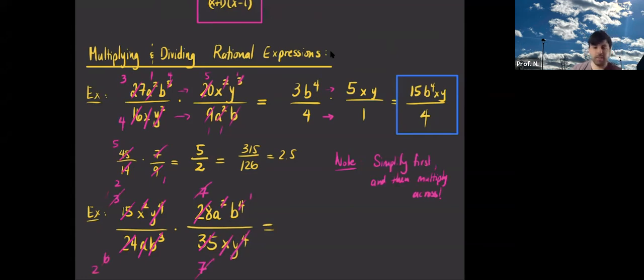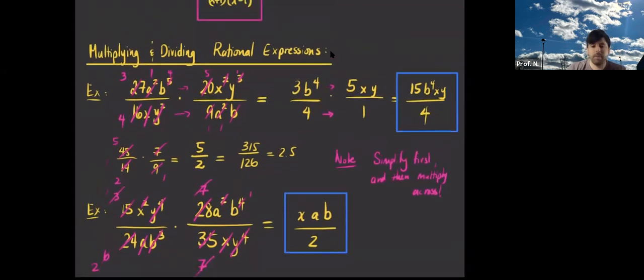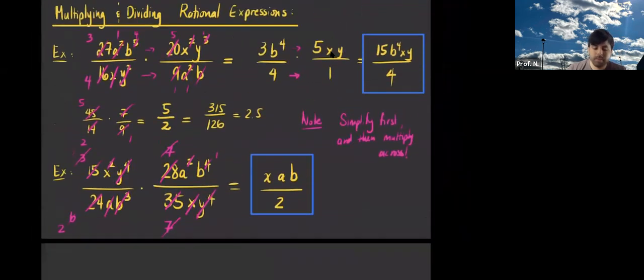So I did a lot of cancellation beforehand, right? What's left in the numerator here? The only thing that's left in the numerator is an x, an a, and a b. So you get xab, and the only thing that survives in the denominator is a 2. So I get divided by 2. And that's my final answer: xab over 2. So if possible, cancel, cancel, and cancel.